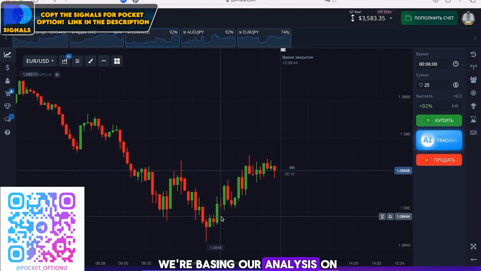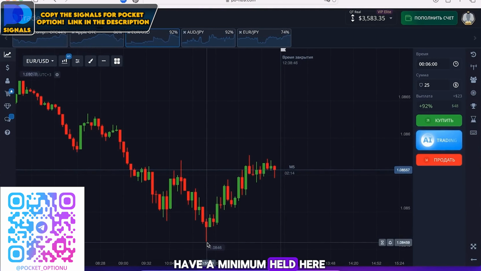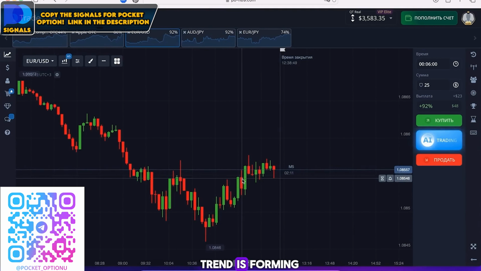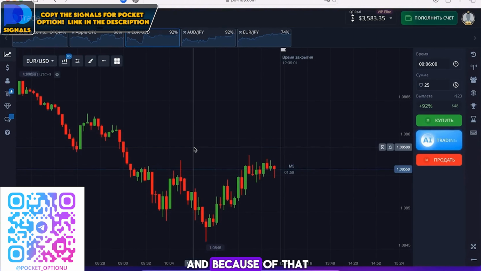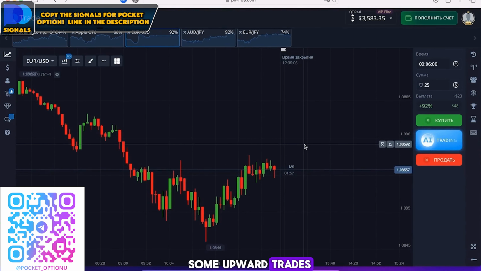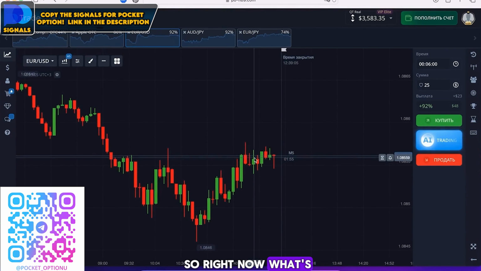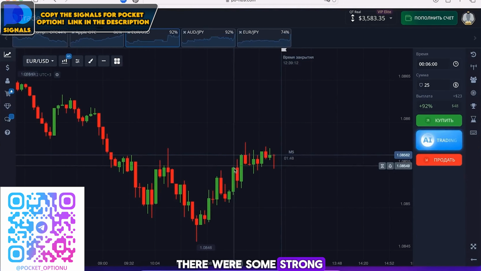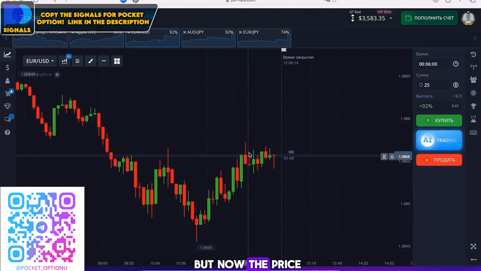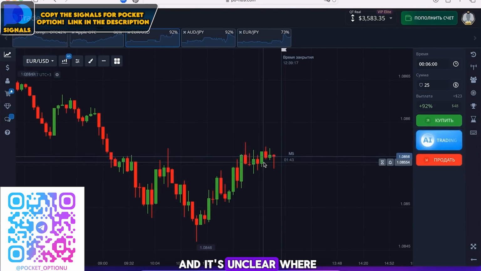We're basing our analysis on the fact that we have a minimum held here and a gradual upward trend is forming. So, in the coming hours, we can try to make some trades for an upward movement because right now we see an upward impulse. A reversal has started, and because of that we're trying to catch some upward trades. Right now the price is slowly correcting itself and can't quite figure out where to go. There were some strong bullish candles here, but now the price has started to correct and it's unclear where it's headed.